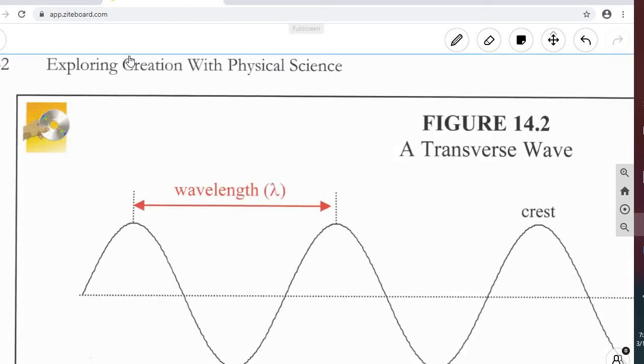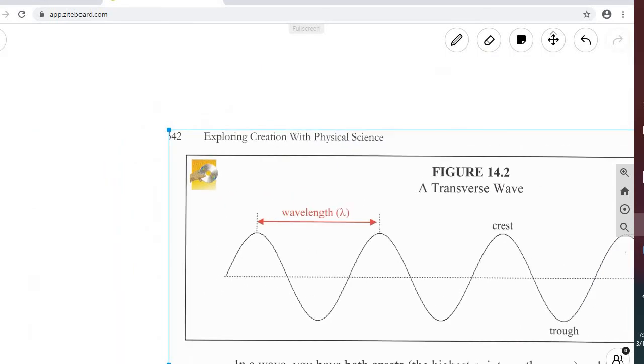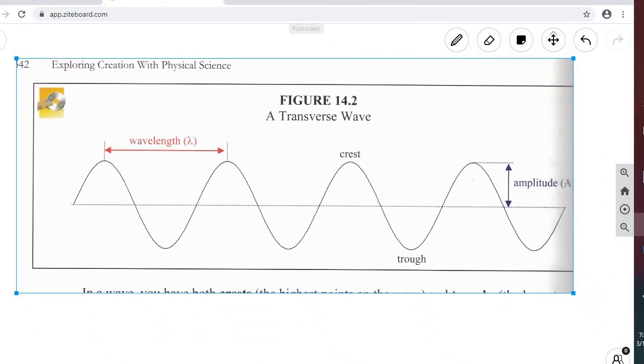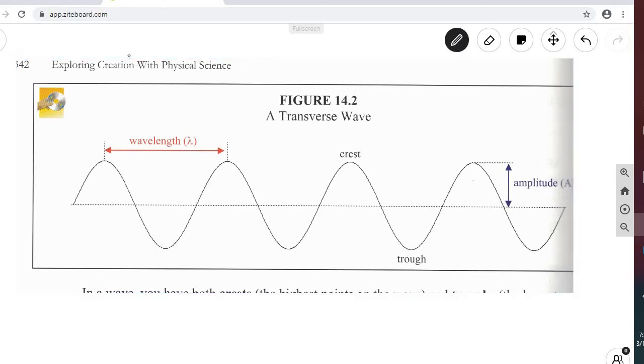Okay, so the figure that is going to come up here is a figure of a transverse wave. And you'll notice that in a transverse wave, the highest points of the wave are called the crest. So the highest points, this is a crest, a crest, a crest. And the lowest points of the wave are called a trough.